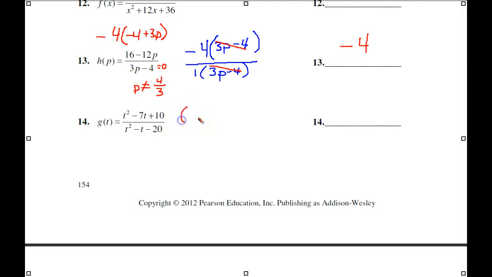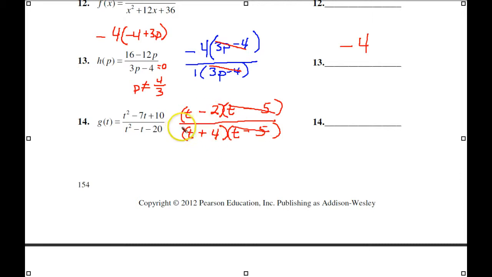Now for this one, again, we're looking to factor it and factor the bottom. Now I could just factor this, t and t, 5, 2, and I FOIL that, and that checks out. And this one is t and t, and this is a 5 and a 4, and our middle term needs to be negative. So these will now cancel out, and that is our answer.